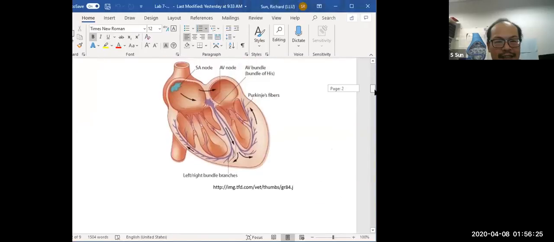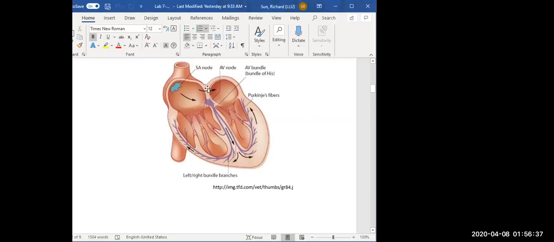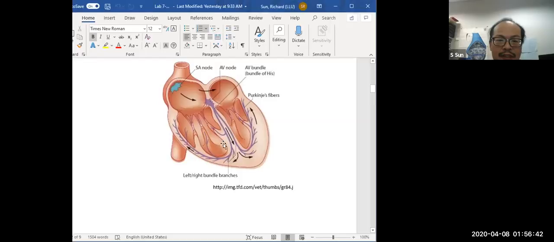When it transmits to the SA node, it will cause both left and right atrial contraction, because the atria, both left and right, are connected. So this potential travels to both left and right to cause contraction. Then the AV node travels to both left and right ventricle, and causes ventricular contraction. The atrium contraction squeezes blood into the ventricle, both left and right, and then the ventricle contracts.